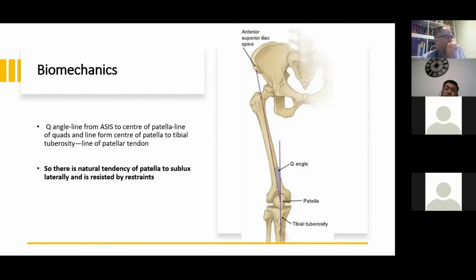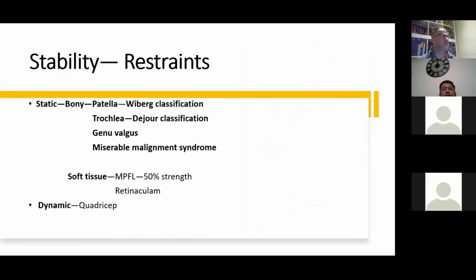To keep the patella in position, there are different restraints provided by nature that are important for the stability of the patella. We can divide them into static and dynamic. Static can again be divided into bony and soft tissue. In the bony, there is the shape of the patella, as we have discussed earlier, the Wiberg classification, medial and lateral facet. The second one is the shape of the trochlea. According to the Dejour classification, we have seen 4 grades. We have discussed the 4 grades.